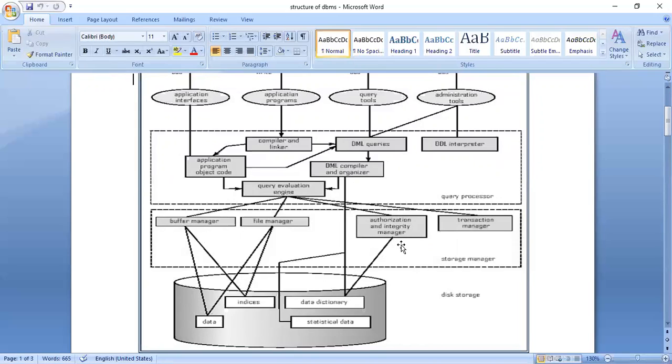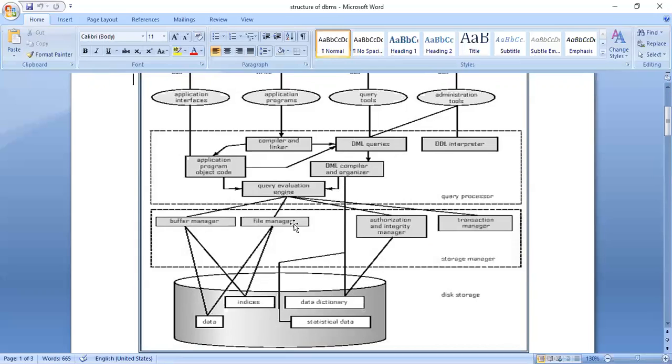Coming to the authorization and integrity manager, it works on the data dictionary, because what is stored in the database is data about the data, not the actual information. So if you want to store data into the database, you always need a data dictionary. That is managed by the authorization and integrity manager. The next thing is statistical data. Statistical data is obtained from or linked to the DML compiler and organizer.